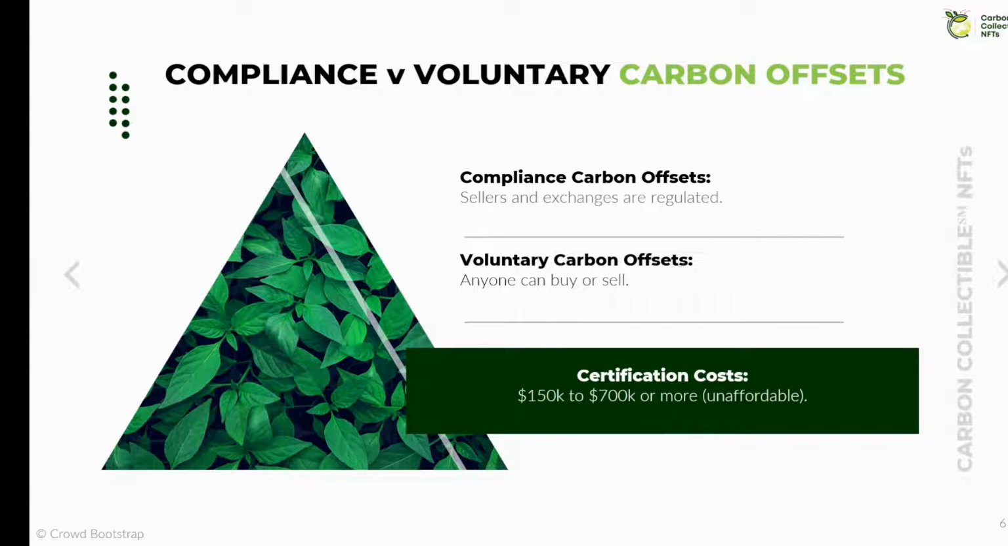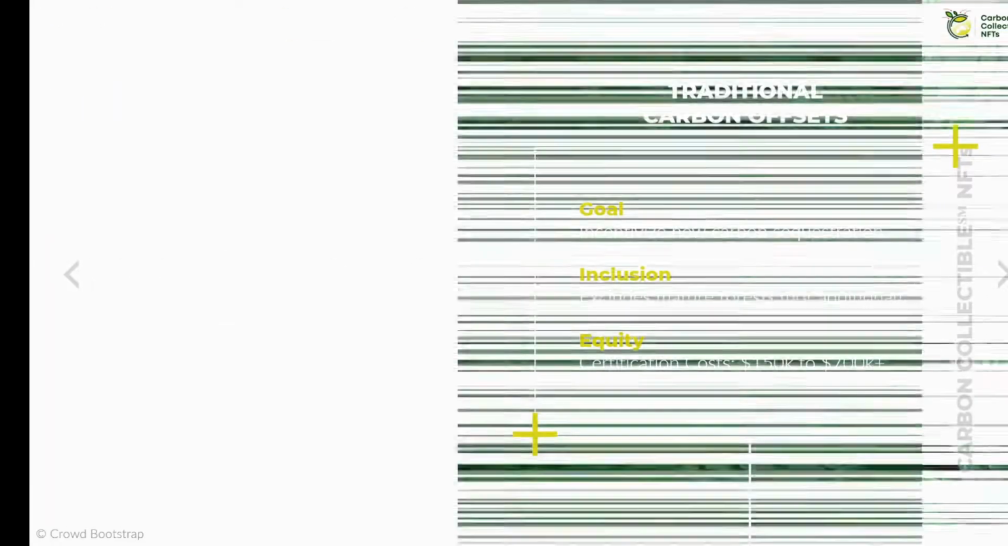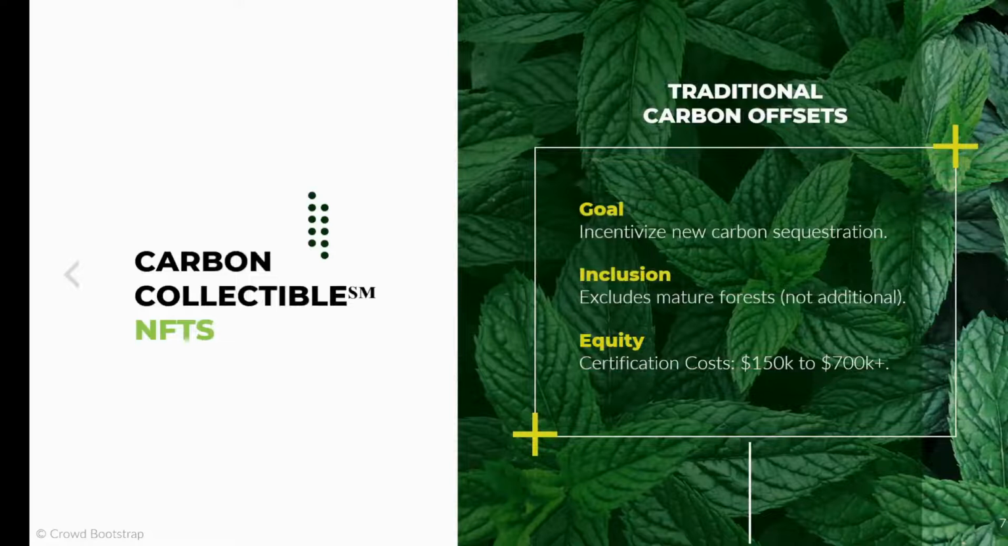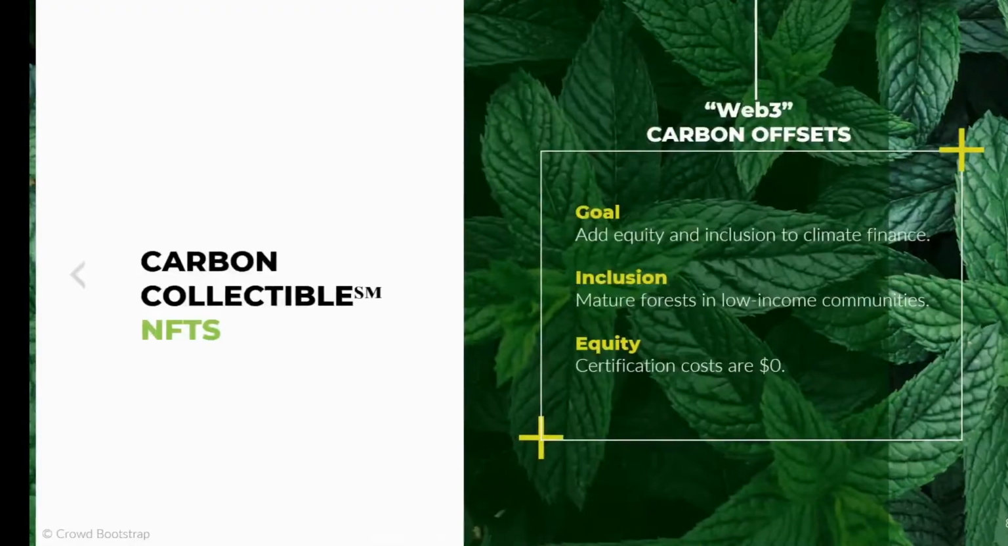There's also voluntary carbon offsets, where companies like Toyota and Amazon just volunteer to be carbon neutral. Anybody can buy or sell voluntary carbon offsets. The problem is that certification costs can exceed $700,000 and $1 million or more. Traditional carbon offsets have a goal to incentivize new carbon sequestration, and this excludes mature forests from selling carbon offsets. And certification costs are really unaffordable for low-income forestry communities.